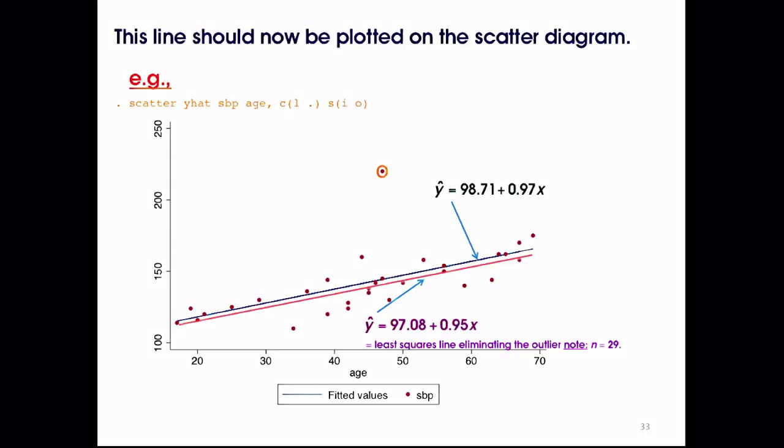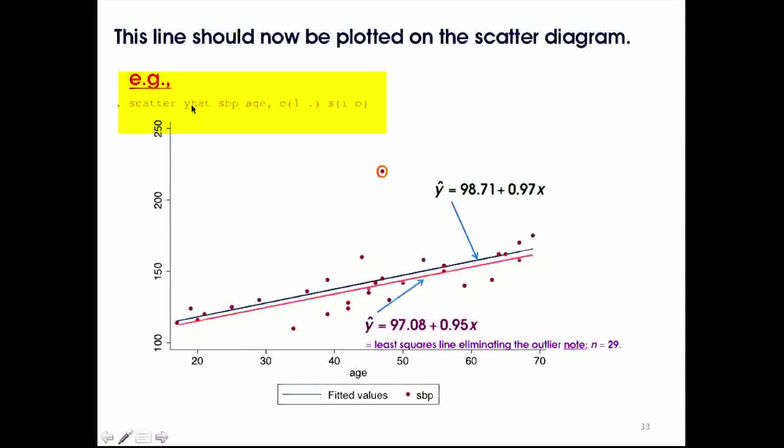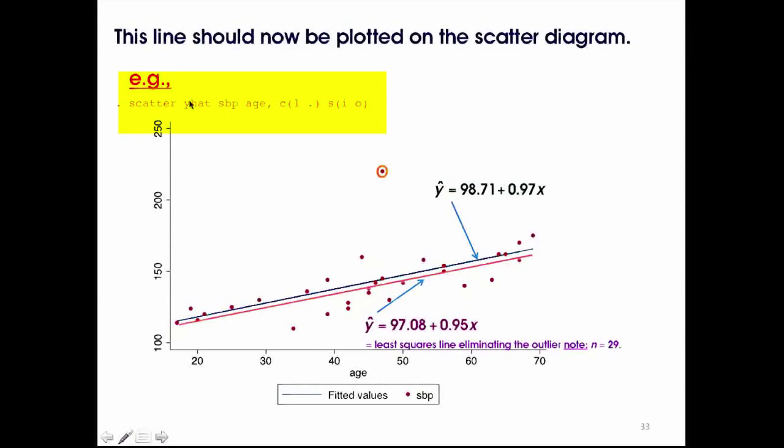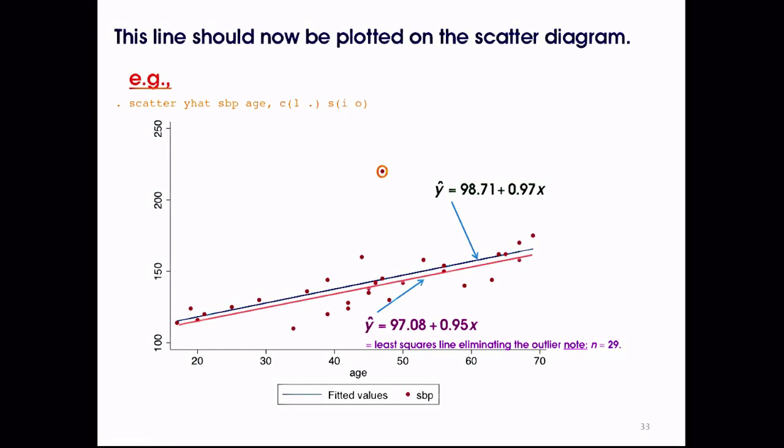But how do you do this with Stata? So with Stata, what you do is the following. I'm going to give the command scatter y hat. Now, this expression takes a little bit of explaining, because Stata is going to plot on the same set of axes the original data points, and it's also going to plot the regression line.